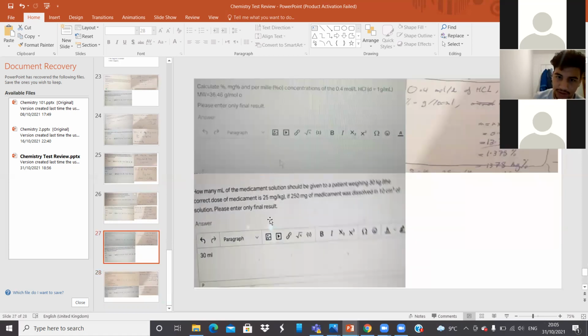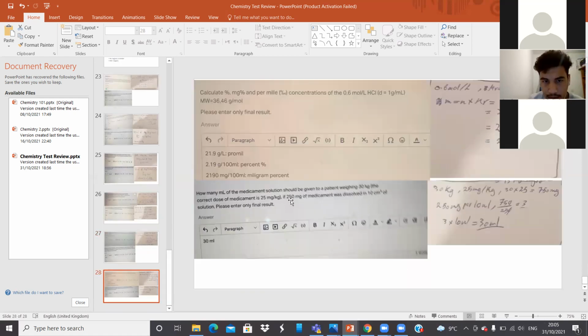Yeah, this is the same question. So this is the last question. How many milliliters of methamphetamine solution should be given to a patient weighing 30 kilograms? It's not clear because whoever was taking the picture had shaking hands. So yeah, 30 kilograms. We've essentially done the same question, but let's do it again. 25 milligrams in 1 kilogram, and the patient weighs 30 kilograms. So 25 times 30, to find the total number of milligrams I need.